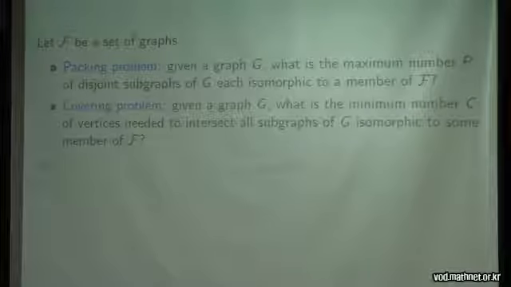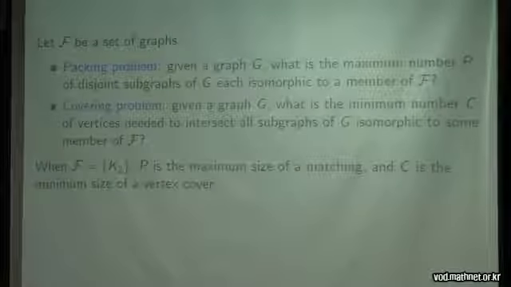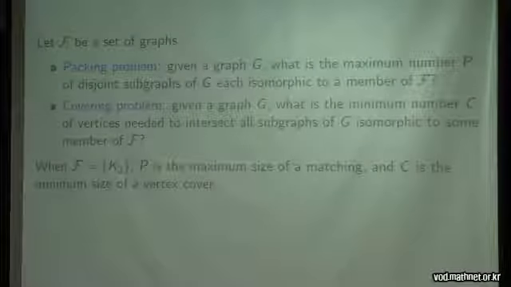But let me just show you some very easy examples. For example, if F just contains one graph, K2, so just an edge, then what's the maximum number of vertex disjoint edges I can find? It's the maximum size of a matching. So the optimal solution for the picking number is just the maximum size of a matching. And how about the covering problem? I want to find the minimum number of vertices that touch all edges. In other words, if I delete those vertices, then I have no edges remaining. So that's exactly the vertex cover. The optimal solution of this case is the minimum size of a vertex cover.